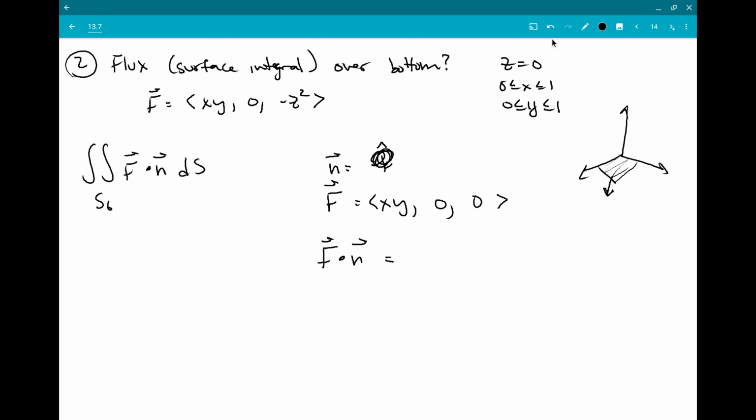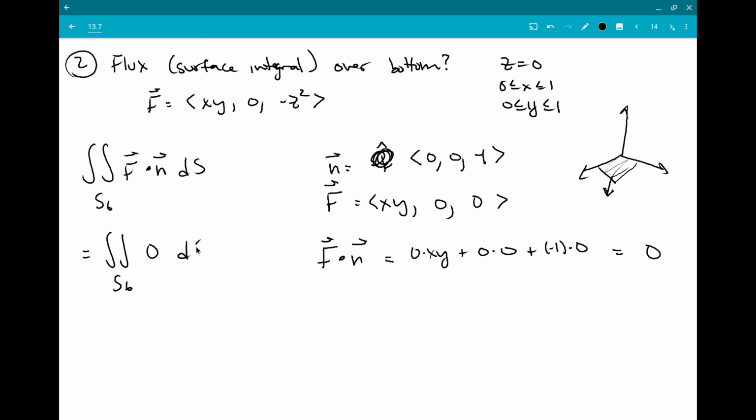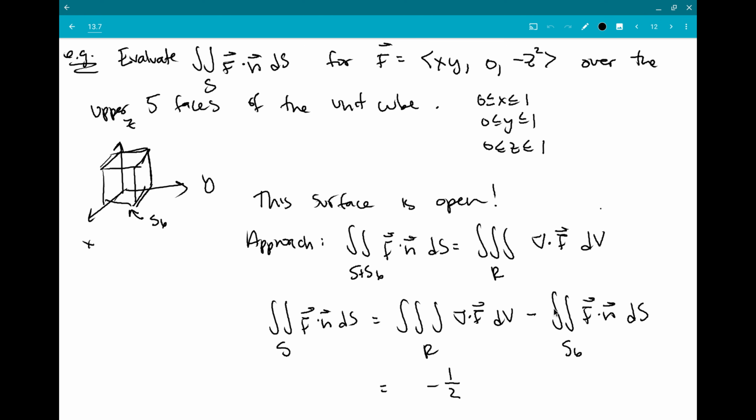Let me do that in the same notation. So F dot n is going to give us 0 times xy plus 0 times 0 plus minus 1 times 0. And the important part is that that's just going to give us 0. So the surface integral is 0 over the area. So you could do 0 times the area, but that's just going to be 0. So there actually is no flux through that bottom part of the cube. So that S6 surface integral through the bottom of the cube is 0.